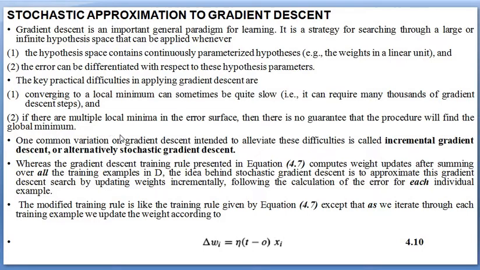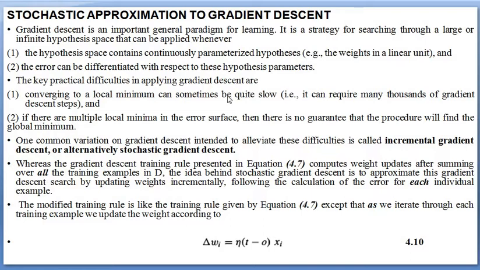Second, if there are multiple local minima in the error surface, then there is no guarantee that the procedure will find the global minimum. So there is one more difficulty we face in gradient descent: if there are multiple local minima. Consider 2 points in the graph having a local minima, where the error is 0. Then which point do we need to consider to calculate our global minima? That becomes very difficult. So these are the two problems we face while applying gradient descent.